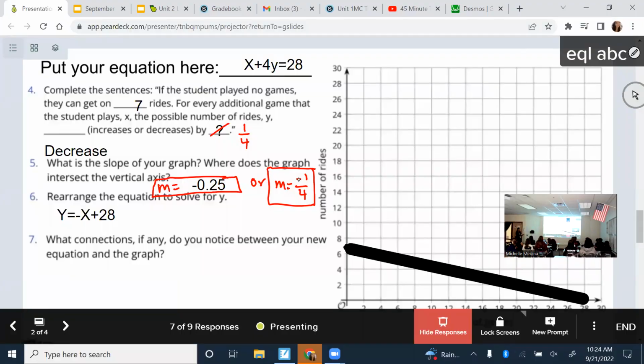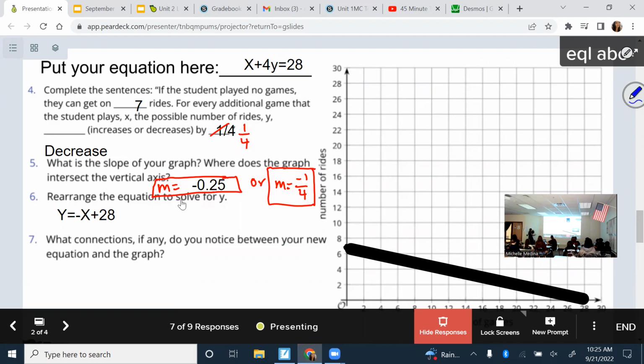So that is our slope, the -1/4 or this as a decimal. So then to fix this up here, it's decreasing by 1/4. I wouldn't say it's decreasing by -1/4 because the decreasing is already established. Does that make sense? So that has a relationship there too. For the rearranging, do you think that they rearranged this correctly?